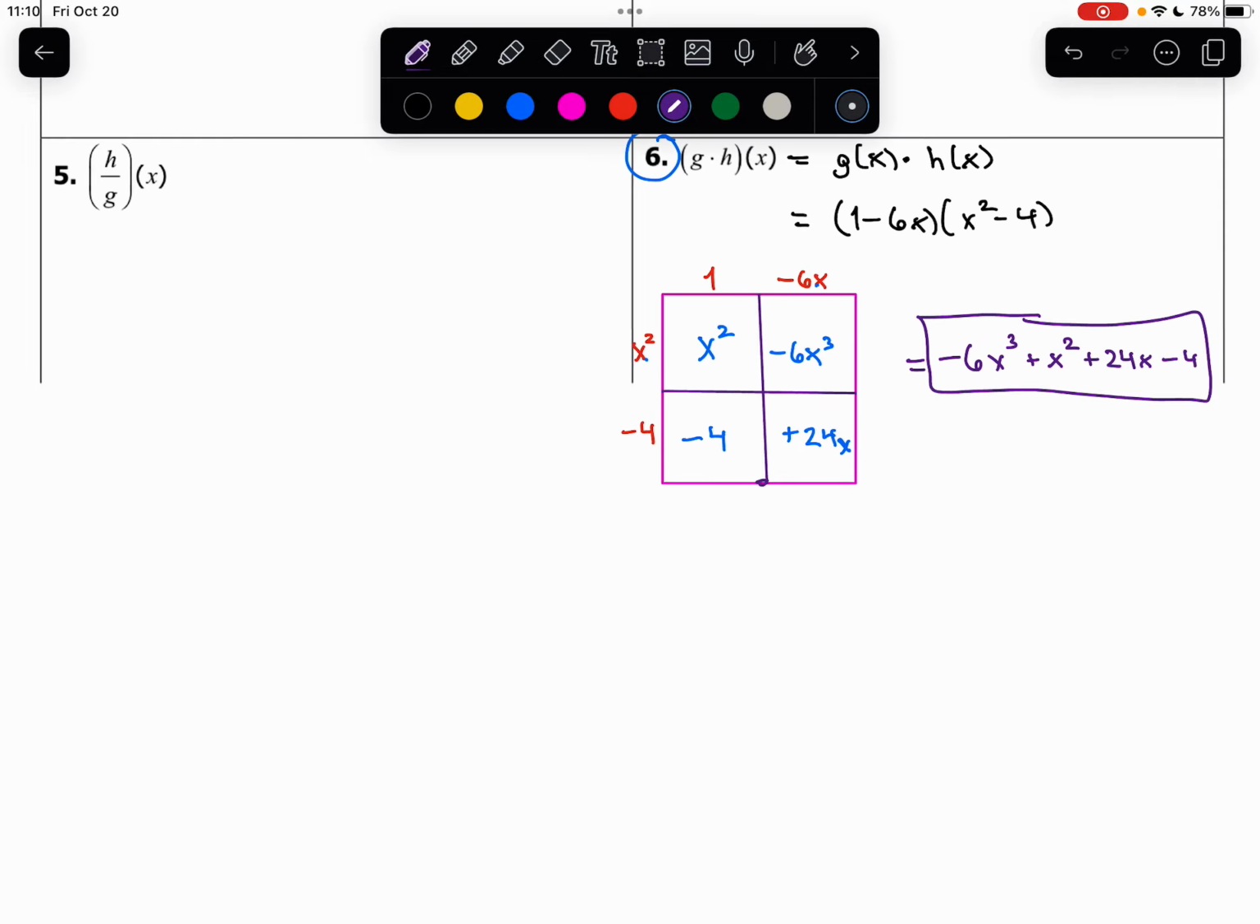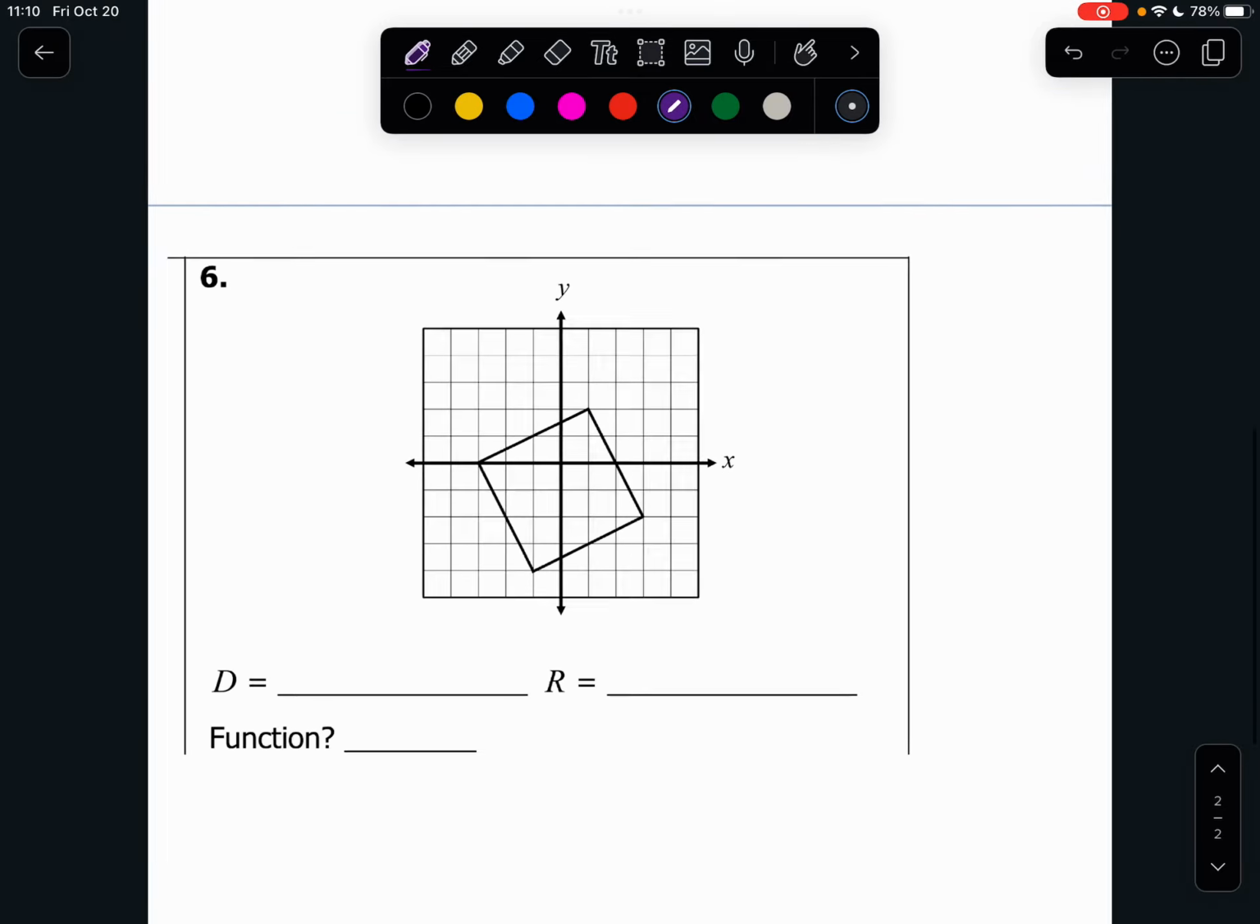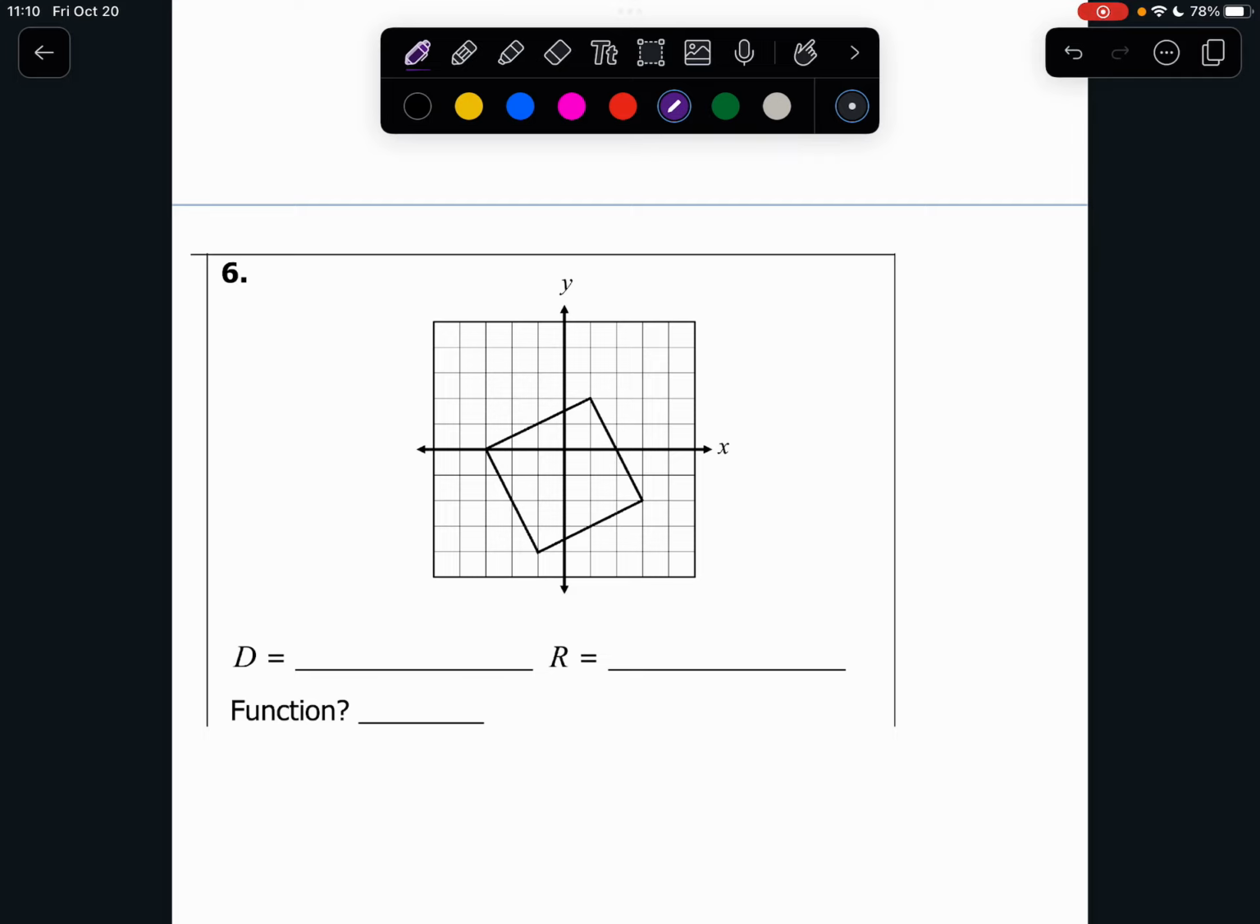All right, and so now we're going to go down here to number 6 on another assignment, where they ask you to find the domain and the range, and then determine if it's a function or not. Okay, so whenever you have a graph that looks like this, what you're going to basically do is put points, show dots where they are located. For example, I know that there's a dot right here, right here, right here, and right here. Those are important points because we have our leftmost point, our rightmost point, our highest point, our lowest point.